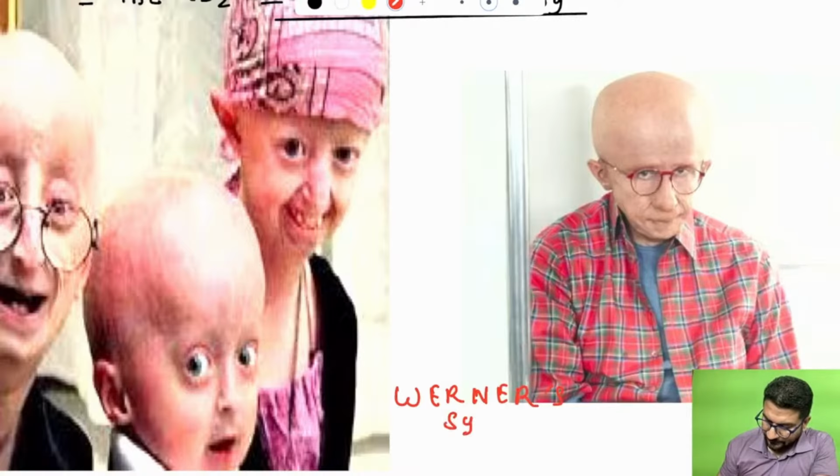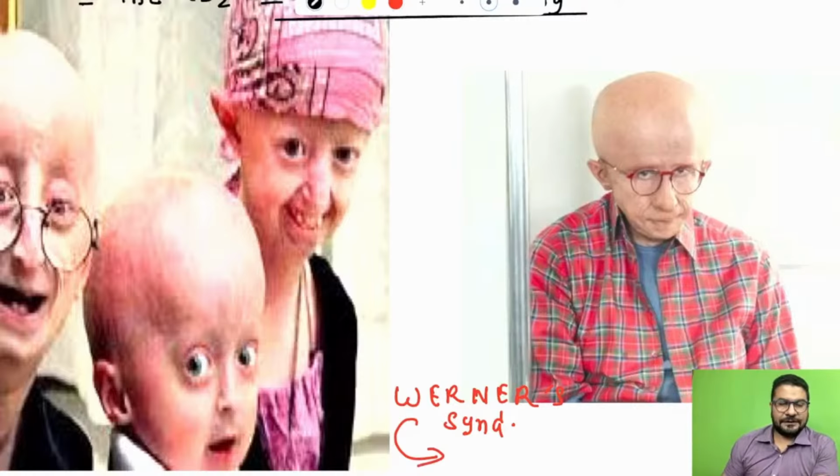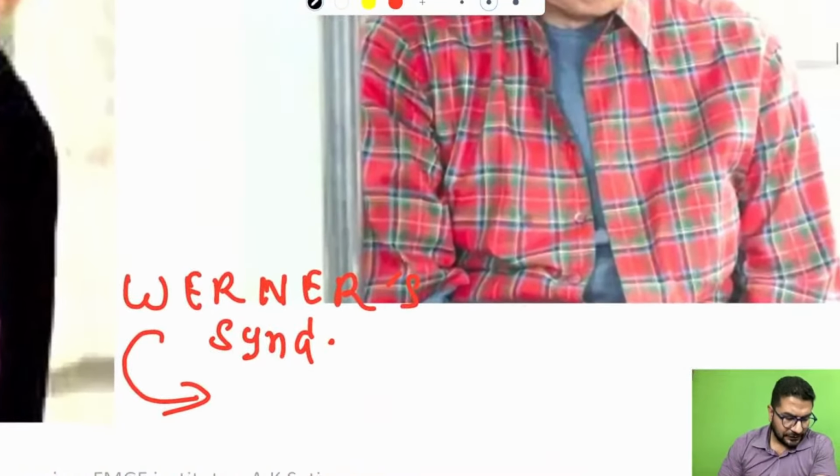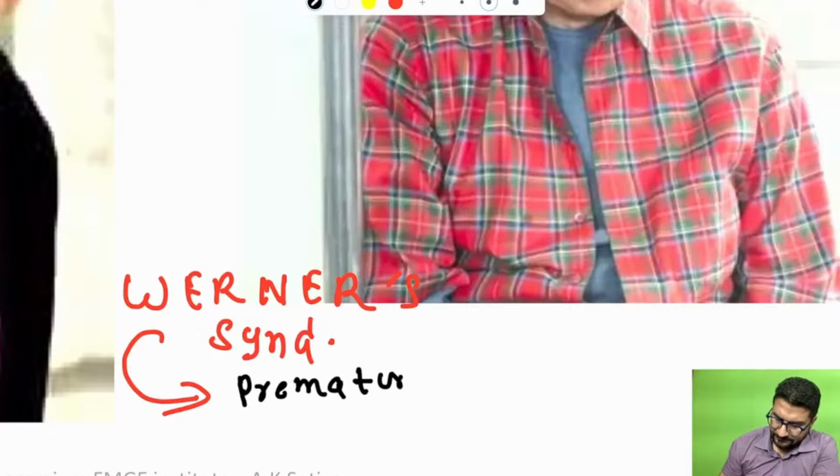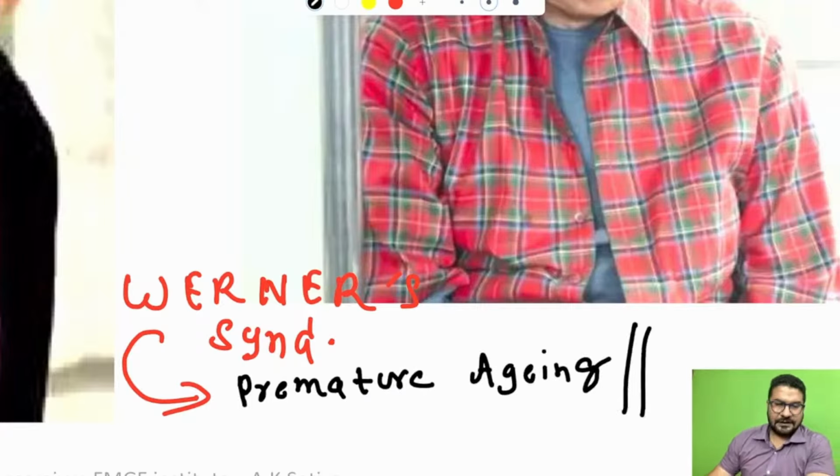So do not confuse Werner with Vermer. There is also a Vermer. Vermer is a part of MEN syndrome. So in Werner syndrome, understand, the patient will develop premature aging. Premature aging, we call this Werner syndrome.